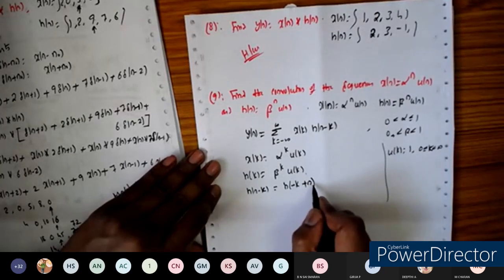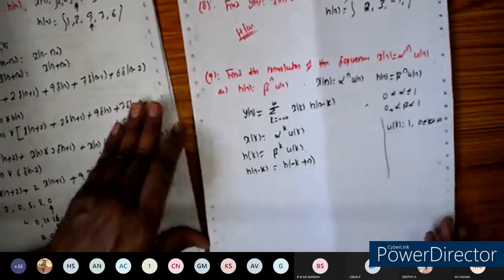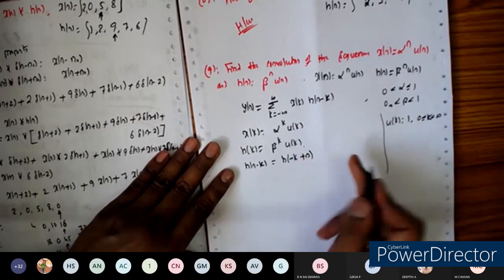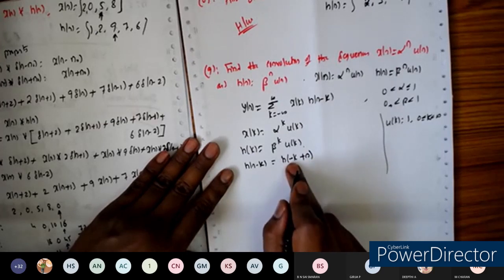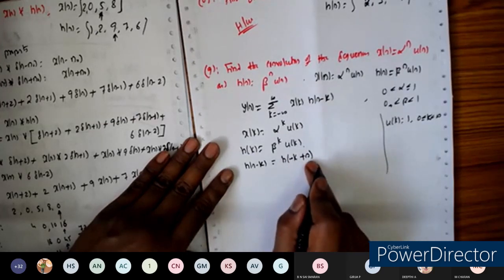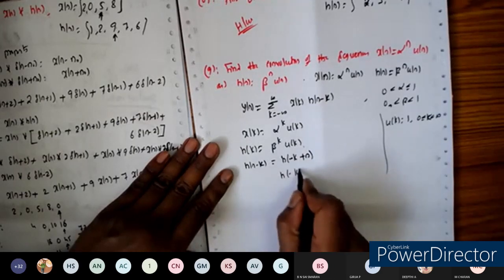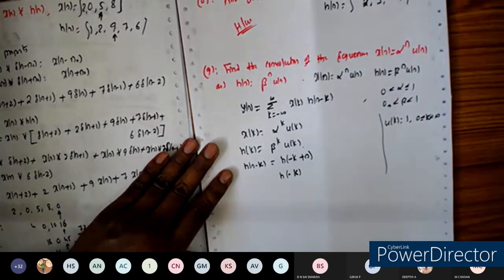Based on the value of n, we need to decide here. First, assume n is equal to 0 and forget about the n. We need to perform the shifting and take the reflection. If n is equal to 0, this becomes h of minus k.